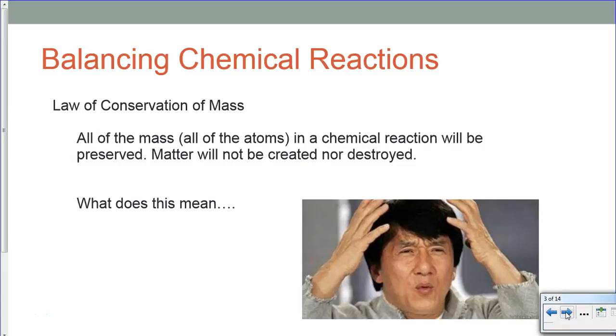Now, what does that actually mean? Well, as you can probably read, all of the mass in a chemical reaction has to be preserved. No little atoms are allowed to go missing. Matter cannot be created, it cannot be destroyed, as Jackie Chan is having trouble understanding.